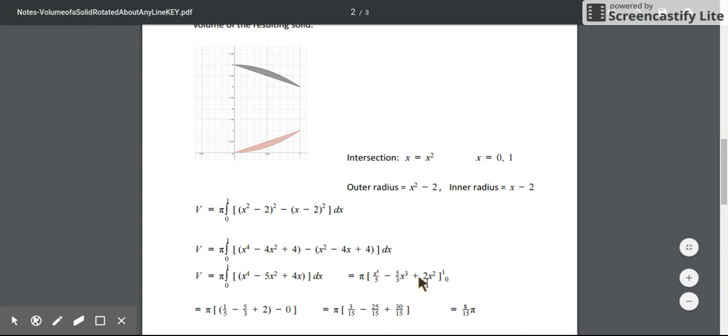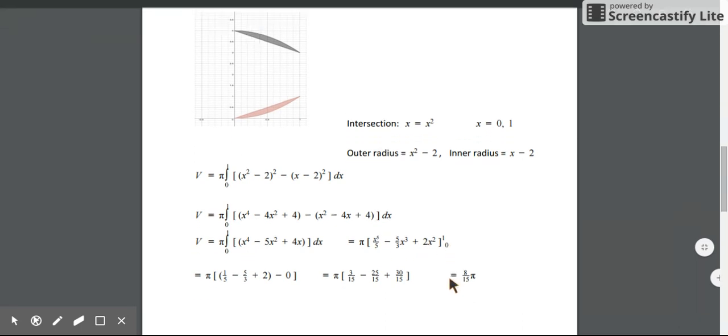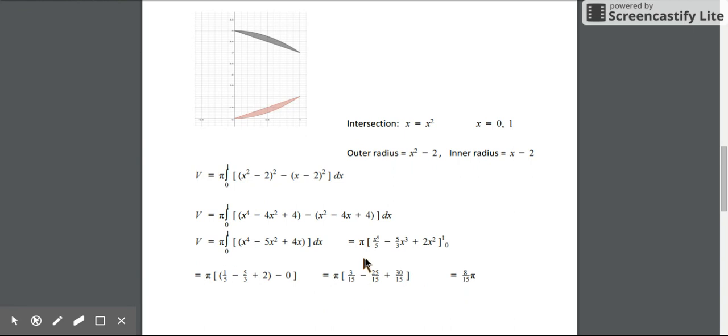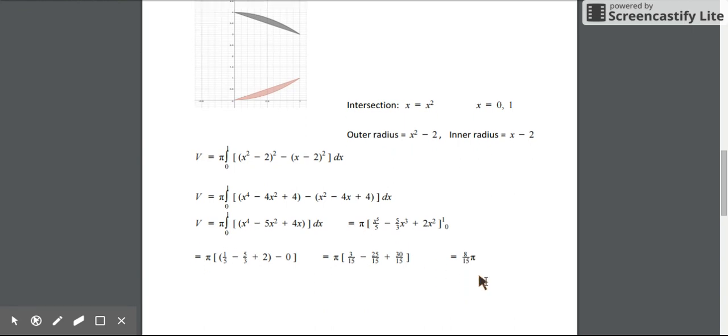So find the antiderivative, evaluate it at 1 and at 0, subtract those two values, and multiply by pi when we're all finished. And we end up with 8 pi over 15, or 8/15 pi.